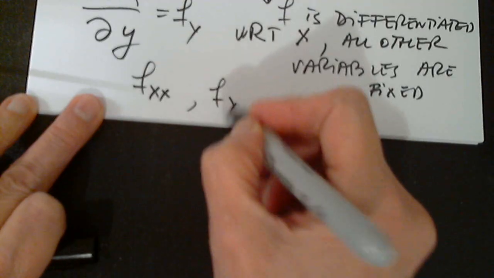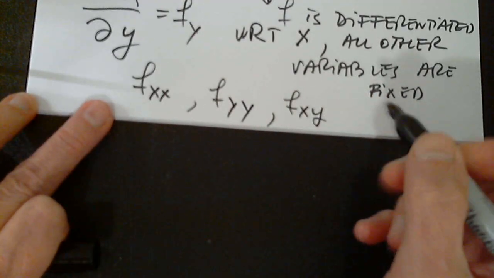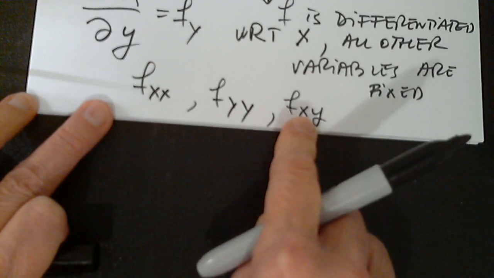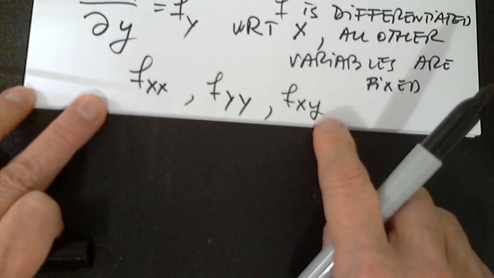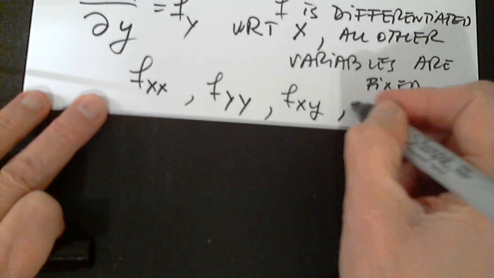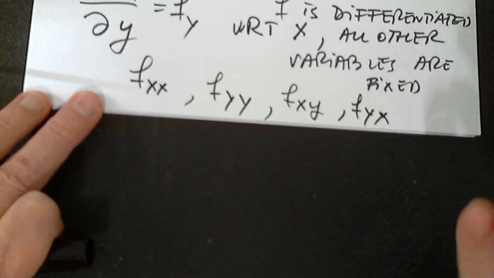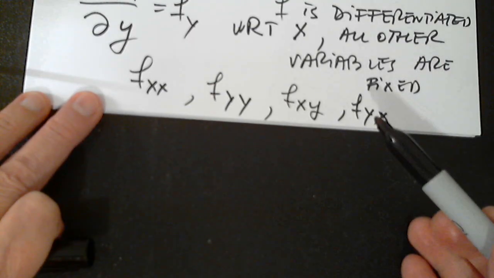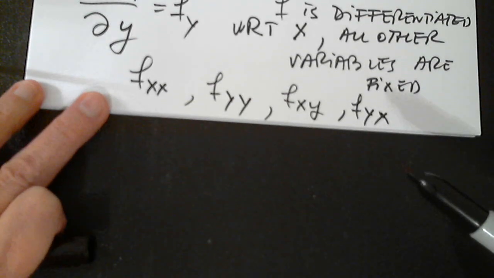Can I find fyy? Yes. Can I find fxy? Yes. What does this mean? I differentiate the function f with respect to x, and then when I'm done, I differentiate with respect to y. Okay, also fyx. What does this mean? It's the second-order partial derivative. I differentiate with respect to y, and then I differentiate with respect to x.